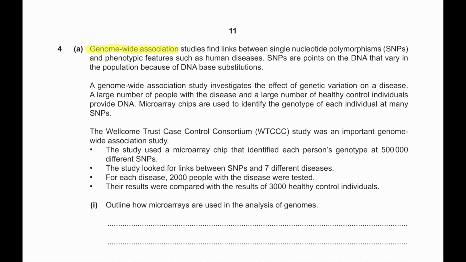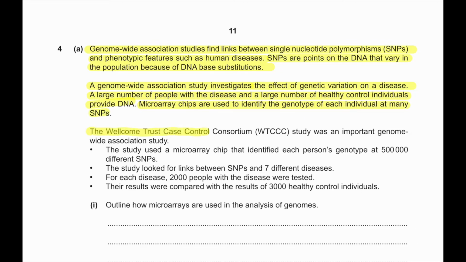4a. Genome-wide association studies find links between single nucleotide polymorphisms (SNPs) and phenotypic features such as human disease. SNPs are points on the DNA that vary in the population because of DNA base substitution. A genome-wide association study investigates the effect of genetic variation on a disease. A large number of people with the disease and a large number of healthy control individuals provide DNA. Microarray chips are used to identify the genotype of each individual at many SNPs.